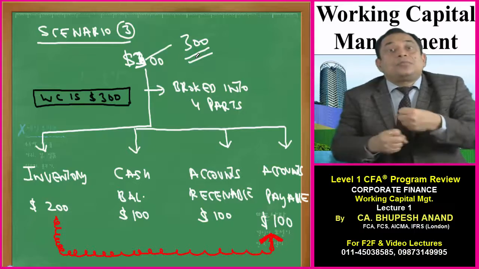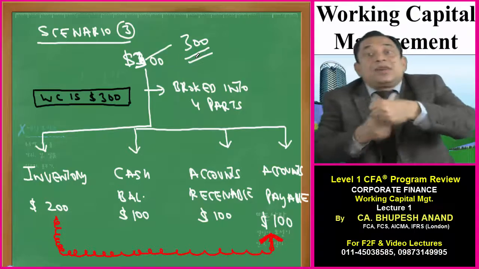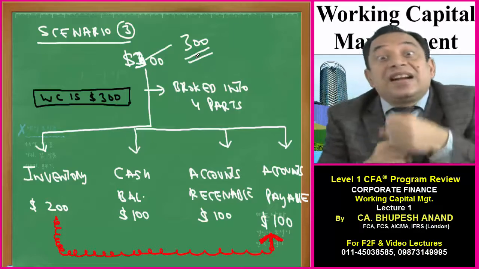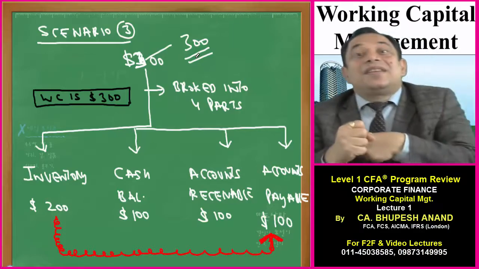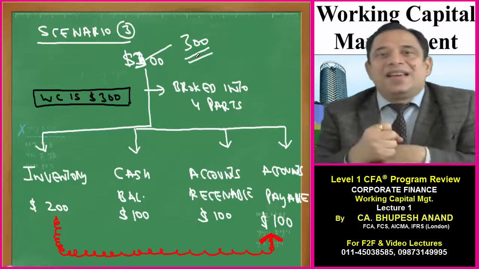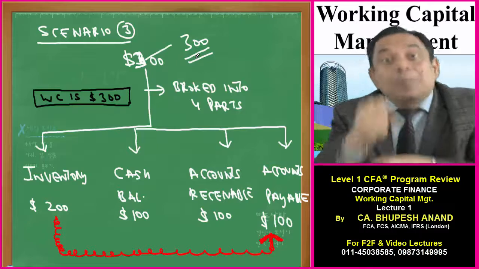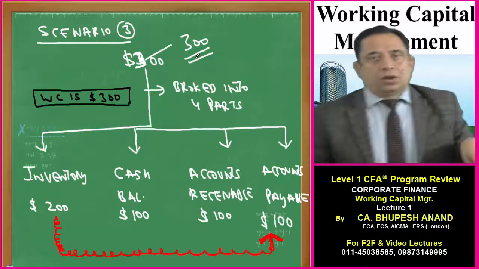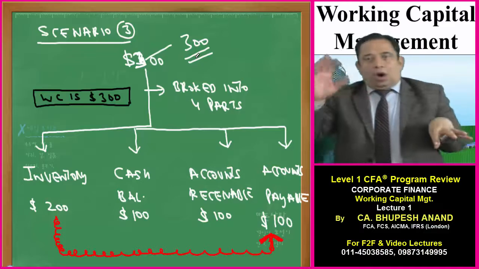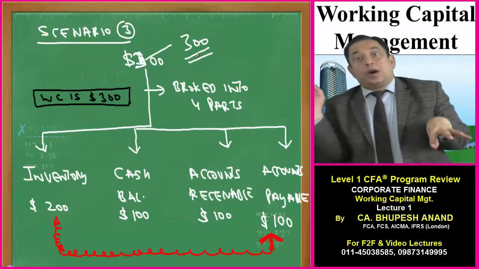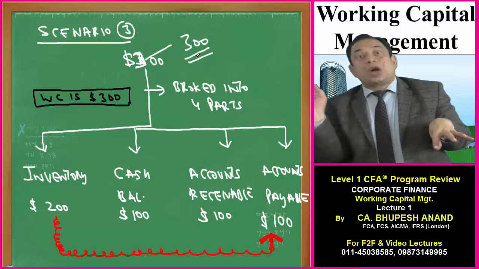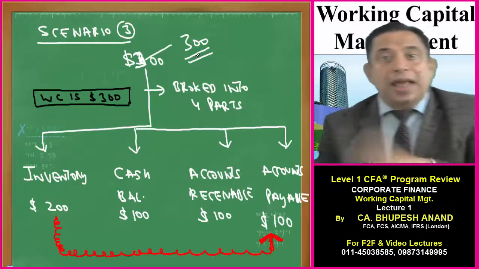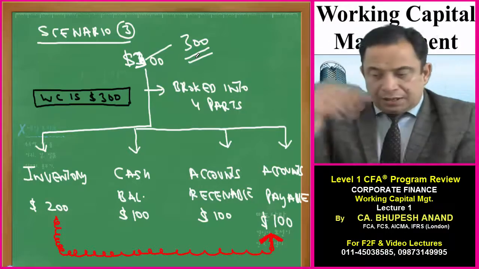So what did we get from this case study? What is working capital? Working capital is not current assets. Working capital is current assets minus current liabilities. And current assets can be purchased either from own funds or on credit with the help of accounts payable. So we will see what are the short-term sources of liquidity, what are the long-term sources of liquidity, and how we can calculate working capital.